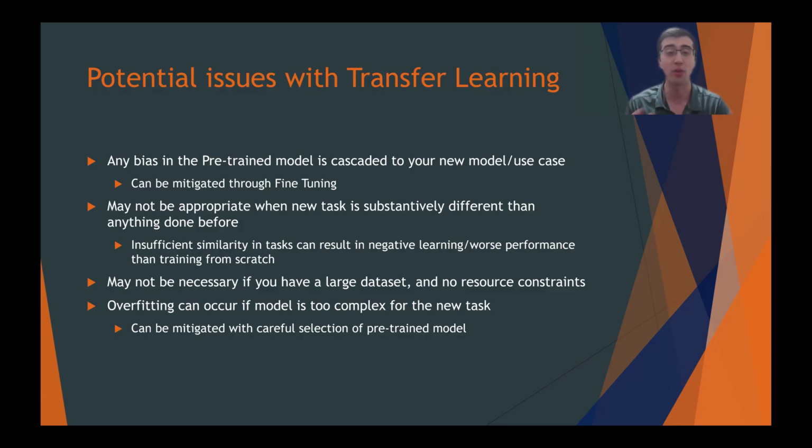It also may not be necessary if you have a large enough data set and no resource constraints. For example, if you're OpenAI or if you're Microsoft, you may have a budget that allows you to fully train a model from scratch and transfer learning is not necessary. You can also run into some issues of overfitting if the model that you're trying to use is too complex for the new task, which you can mitigate again with some careful selection of your pre-trained model.